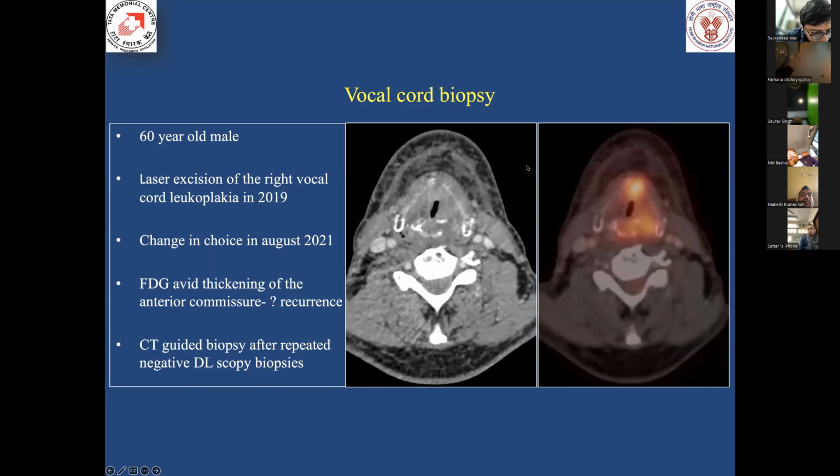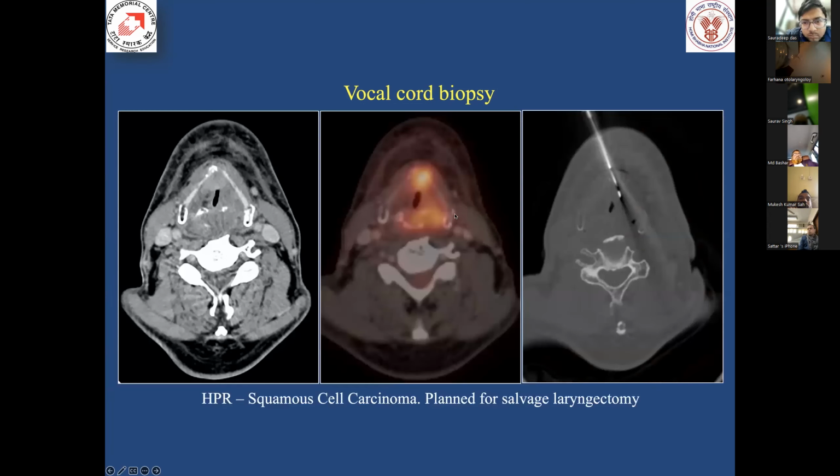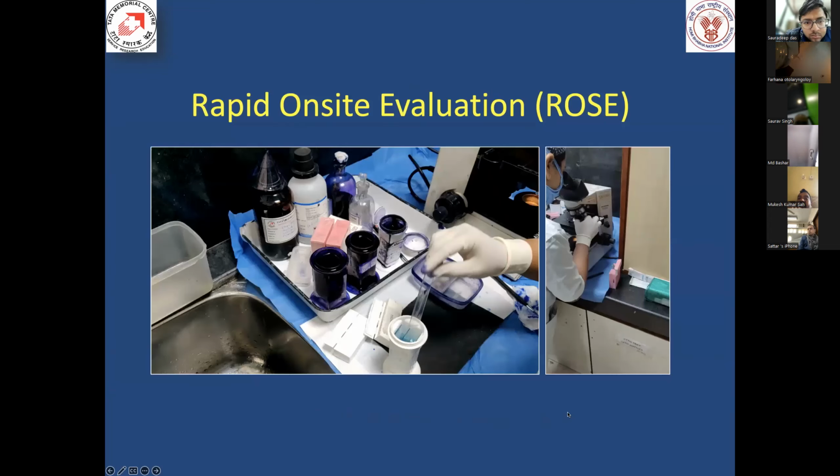Now, at times, we do get to do biopsies from the vocal cord. These are especially those cases wherein the repeated DL biopsies are negative. In that setting, we do a PET scan, identify where the avid lesions are, and based on the avidity, we can exactly target which area needs to be biopsied. As in this case, the avid area in the anterior commissure was targeted, and it turned out to be squamous cell carcinoma, and the patient has been planned for salvage laryngectomy.